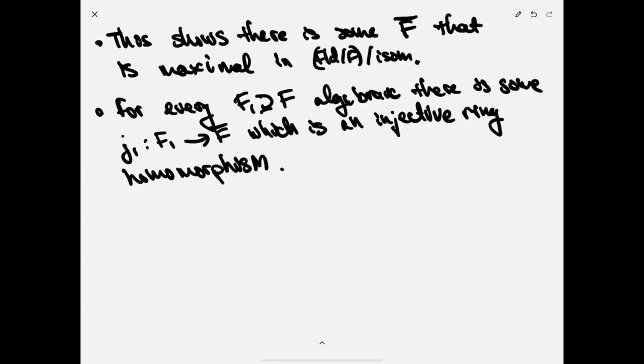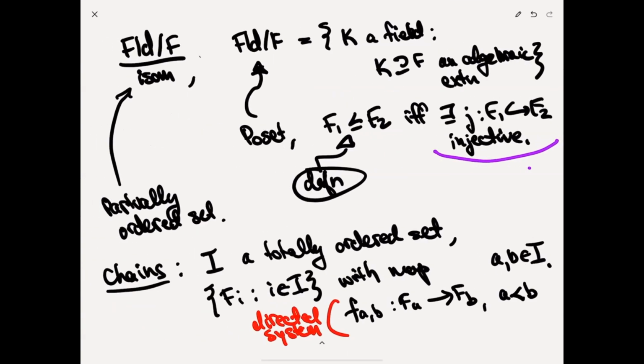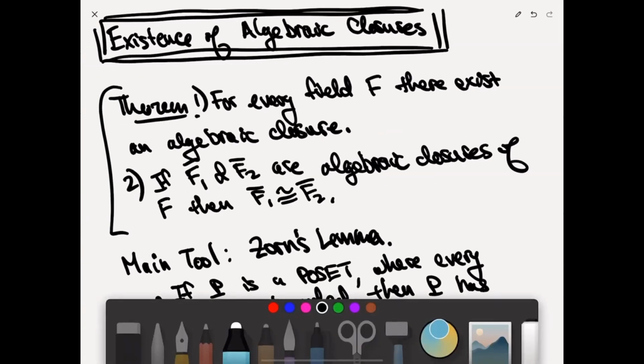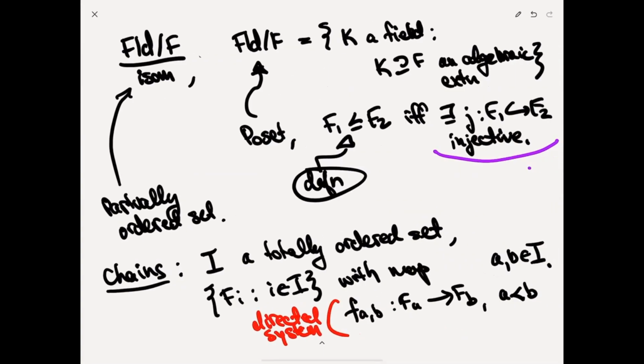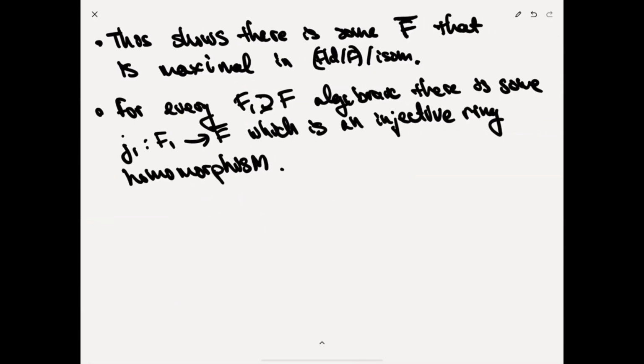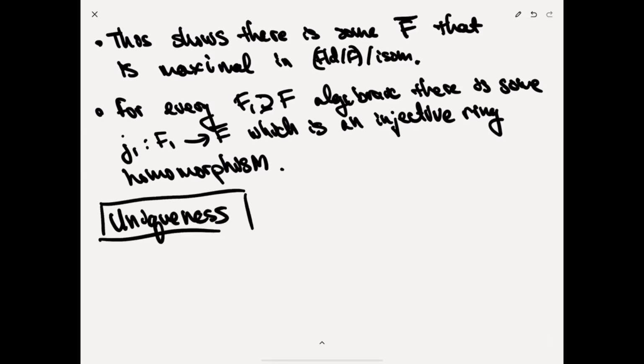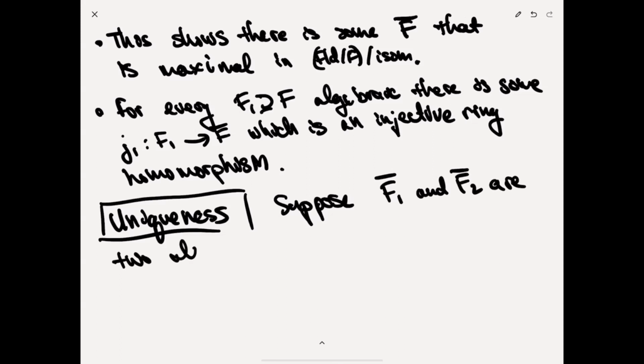Okay, so now we can move on to uniqueness. That concludes the proof of this part here. We've now proved that these algebraic closures exist. It remains to do this next part. All right, so let's do the uniqueness. Suppose F1 bar and F2 bar are two algebraic closures.